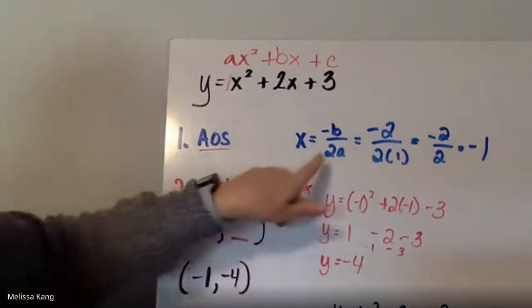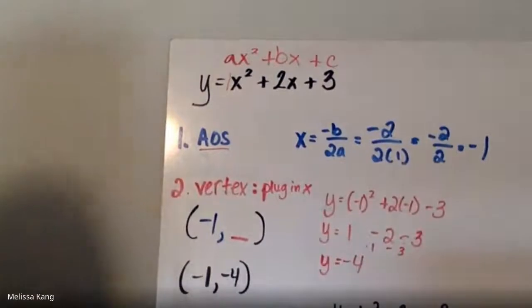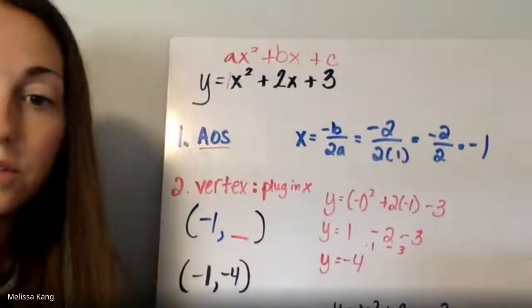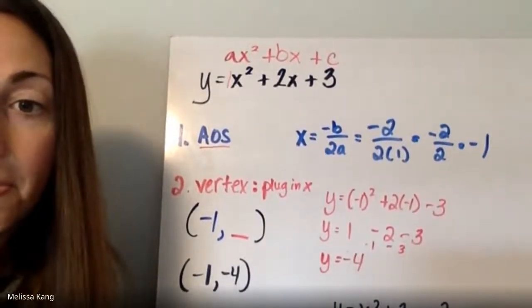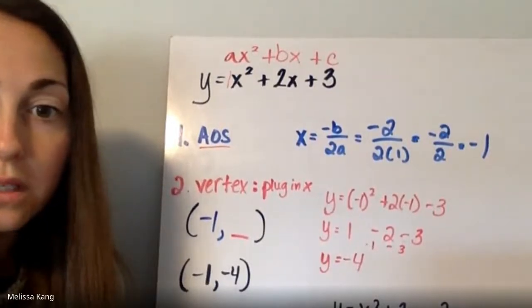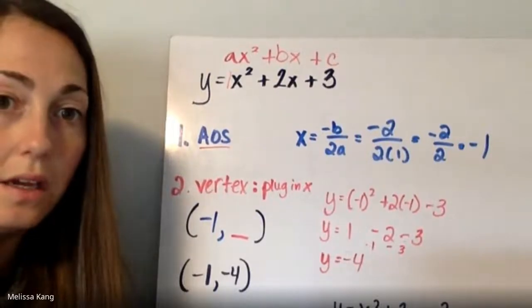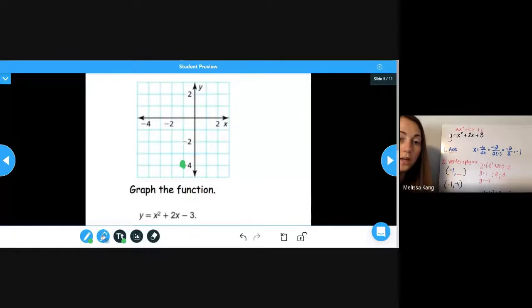And then we do the denominator first. 2 times a is 2. Negative 2 divided by 2 is negative 1. So that's my axis of symmetry. So if I go back to my graph and graph just that part, I'm going to graph a vertical line at x equals negative 1.